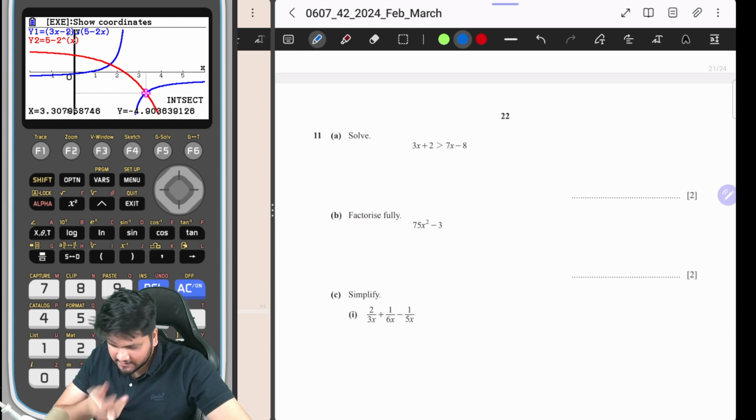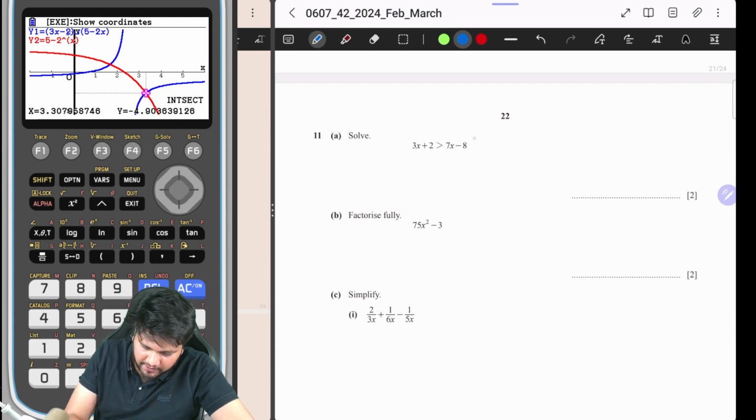Okay, so now these are just normal inequality questions, not quadratic. 3x plus 2 is greater than 5x minus 8. Here also, remember one tip: the coefficient of x should always be positive. So don't move 5x to this side, as that will become minus 2x and so on. Instead, move this to this side.